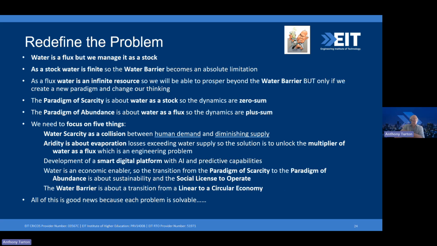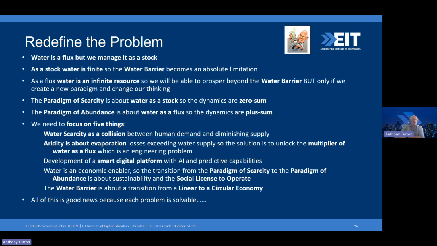Okay, so now we start reaching the sort of climax of this conversation. We start redefining the problem, and we define the water. We redefine the problem as being that water is a flux that's infinitely renewable, but we manage it as a stock that is only used once and then discarded. So think about that. Water is a flux, but we manage it as a stock. Please think about that in a profound way, because that one sentence of a few words has a lot of implications.